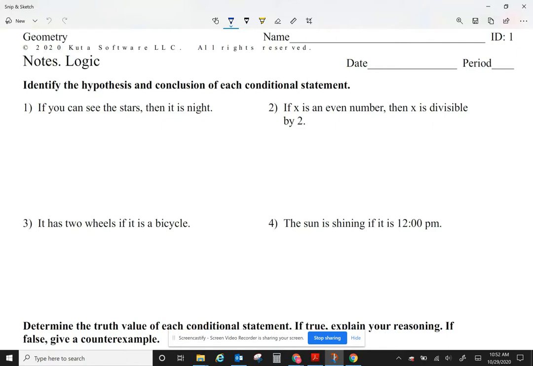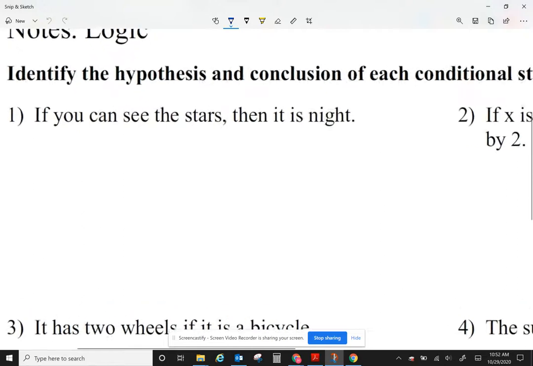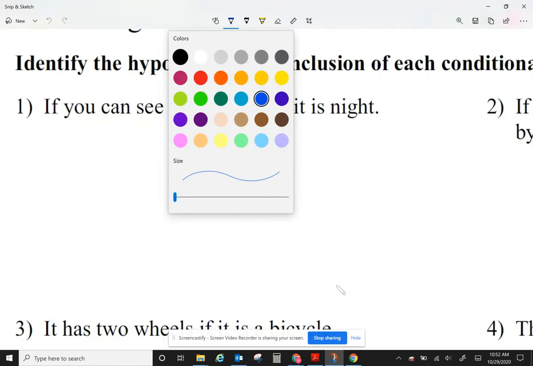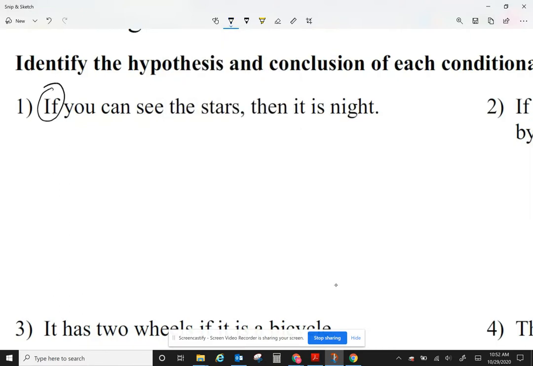Usually in a conditional statement, the hypothesis is identified with the if part, and the conclusion is identified as the then part. Now, for example, question number one, I see the words if and then. Sometimes we call conditional statements if-then statements. The whole sentence says, if you can see the stars, then it is night. The if part is what we know as the hypothesis. The then part is what we know as the conclusion.